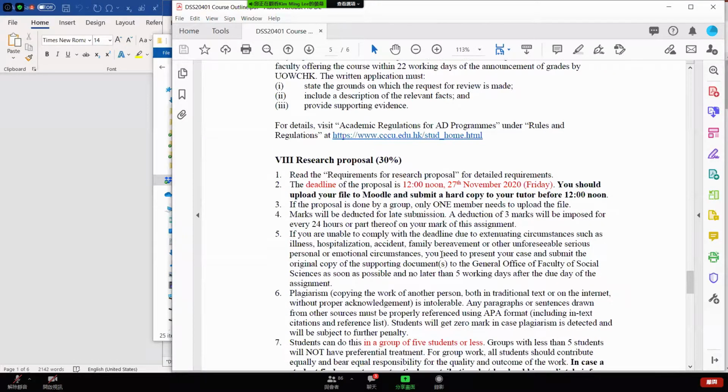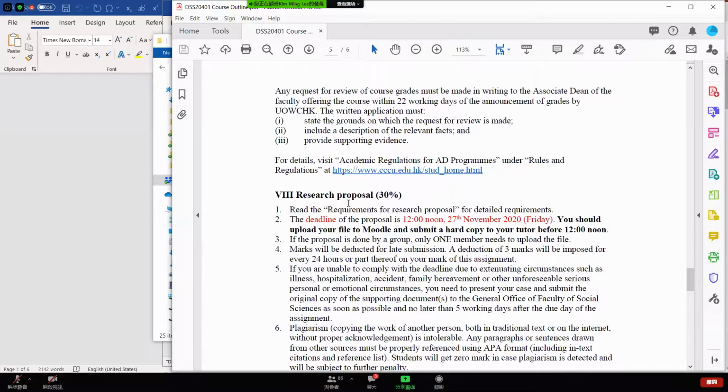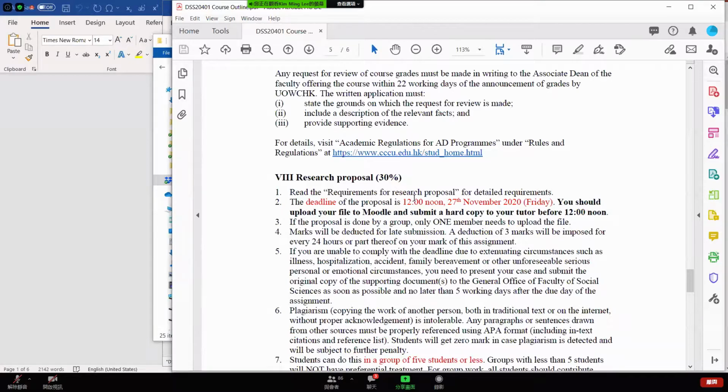Now we go through some kind of assignment. For the research report, that's 30%. So I give you details of requirement for research proposal. I think I put it in Moodle. I need to check it again because just like the syllabus, I forgot to upload it. Okay. So the deadline for proposal is November 27th. This is Friday, before noon. You need to submit to turn it in Moodle before that.